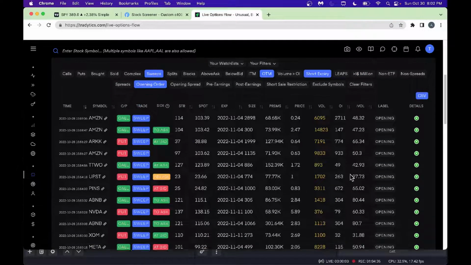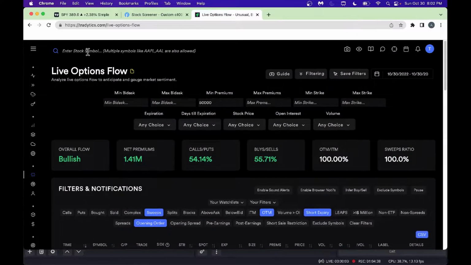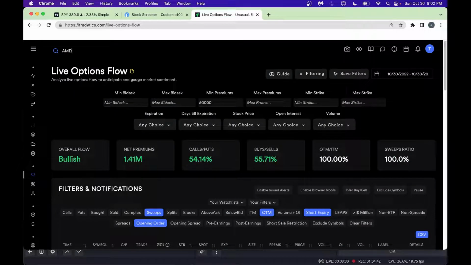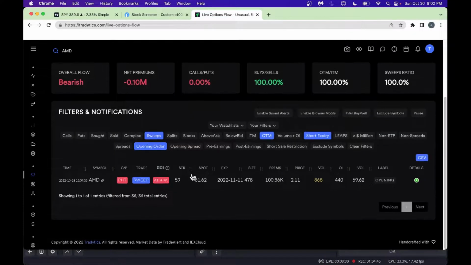But you know what, if you want to look at one stock, for example, your favorite stock, say AMD here, you could just say AMD. And you got the flow just for AMD here. Look, we got AMD flow here. You got a put. Somebody's selling a put here. Strike price 59 and earning. They're putting some 100K here, as you can see here. And you could remove the short expiry.